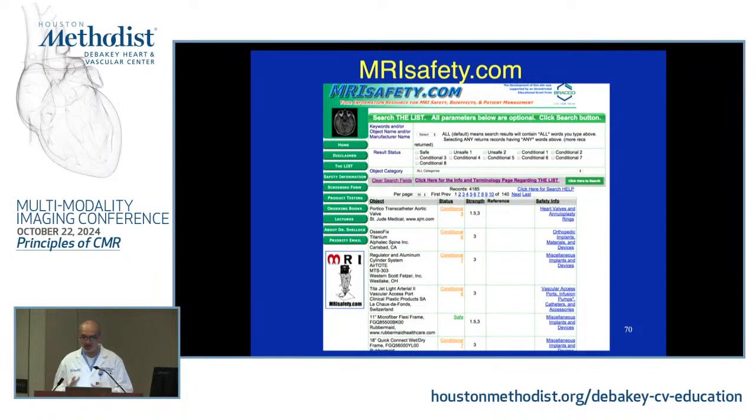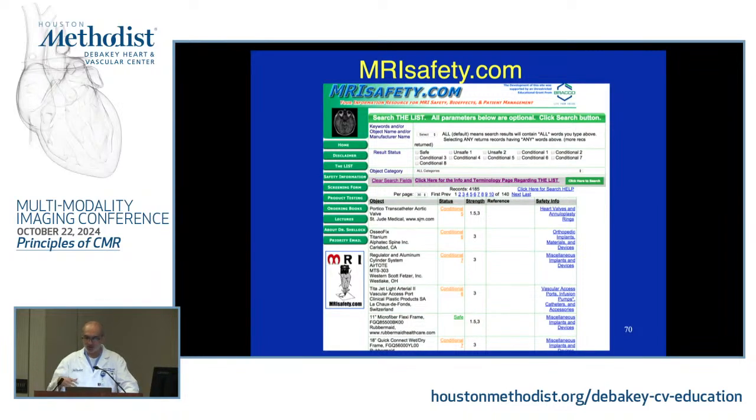The other question is, if you're trying to figure out, I've got a patient with a certain device, can I get an MRI on this person or not? There's a couple of sources you can go to. One is this website, MRIsafety.com, which has a list of different devices.